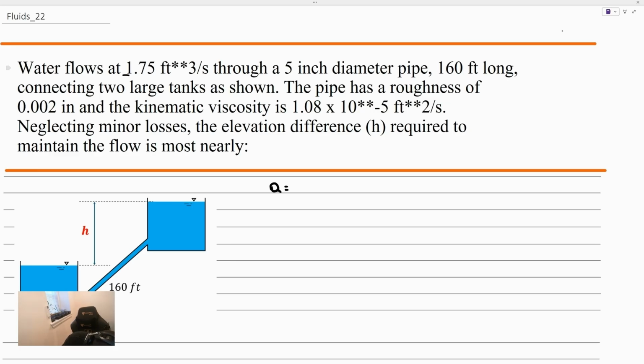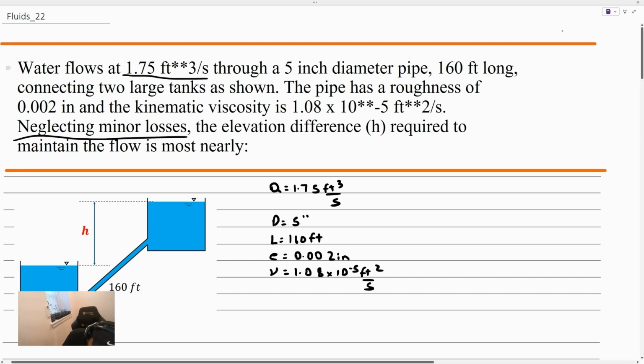So it says the volumetric flow rate, water is flowing at 1.75 cubic feet per second. Volumetric flow rate because it's cubic feet per second, a volume per unit of time. We're given a diameter here of 5 inches. Now water is flowing through that pipe. That pipe length is 160 feet long. And it's connecting two large tanks as shown. The pipe has a roughness value of 0.002 inch and a kinematic viscosity value of 1.08 times 10 to the negative 5 feet squared per second.